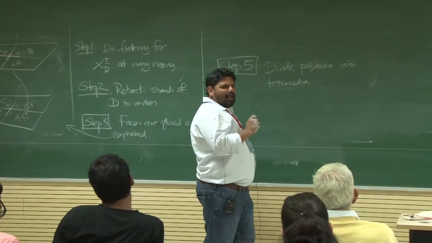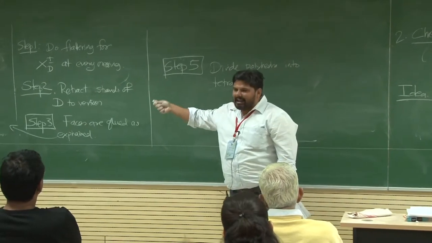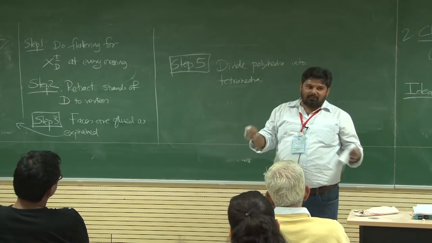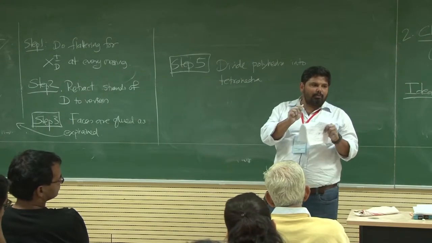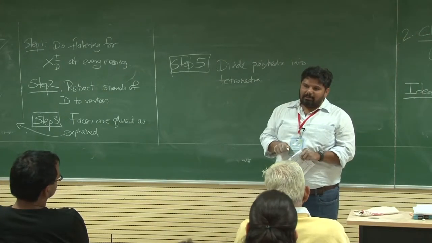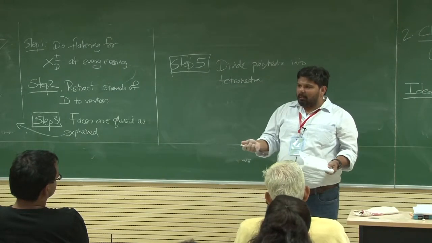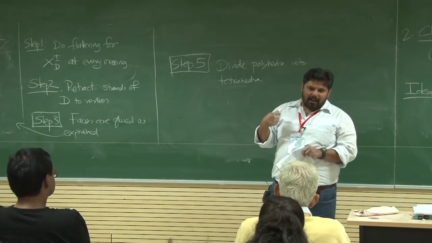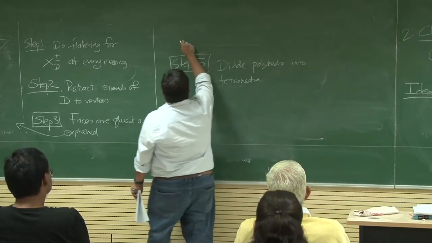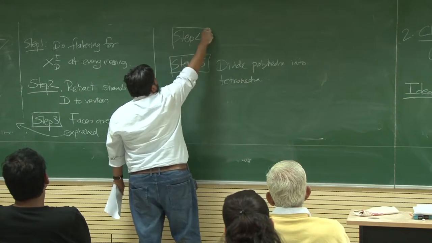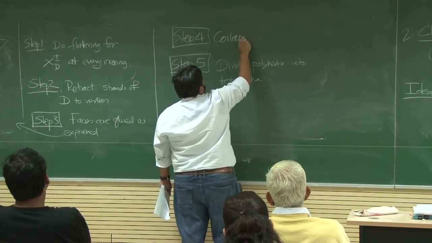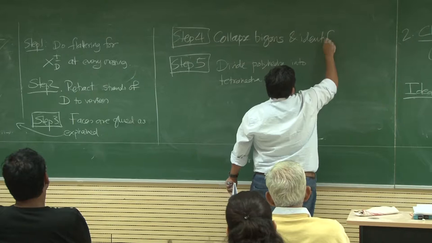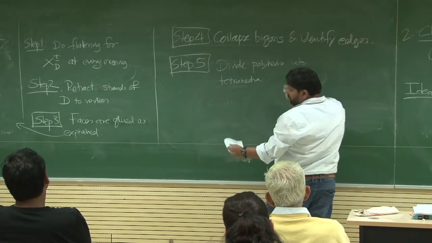Okay? Because what happens is, when you do this procedure, a priori you will get bigons. And so, for combinatorial purposes, that is fine. Because right now this is a combinatorial decomposition. But when you want to make any geometry on it, you cannot have bigons, right? Because the lowest polygon is a triangle, no bigon, right? So if you want to do any geometry, you need to get rid of bigons. So step four is actually collapse bigons, and identify edges, the corresponding edges on the bigons.